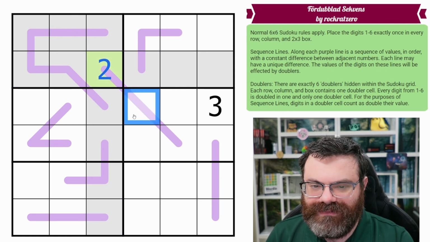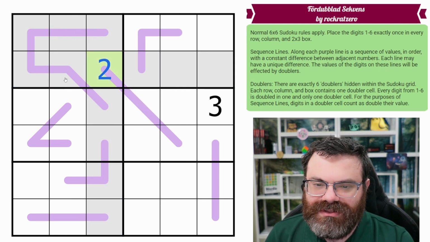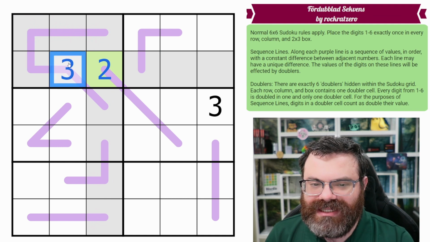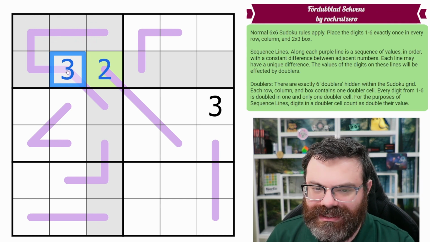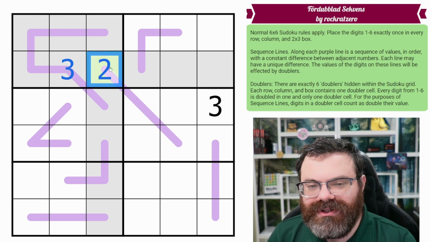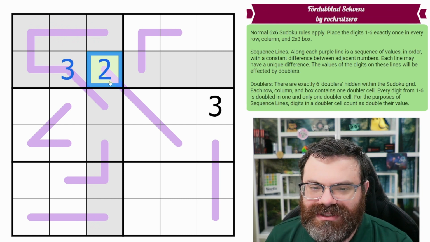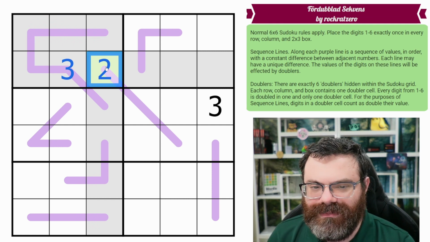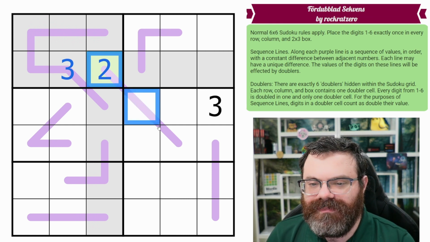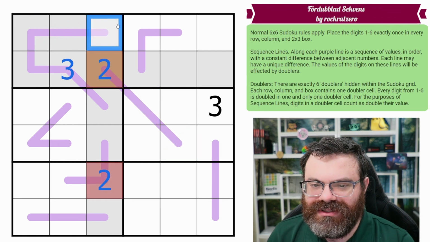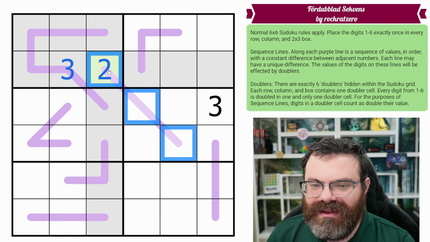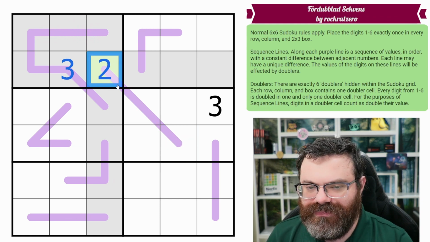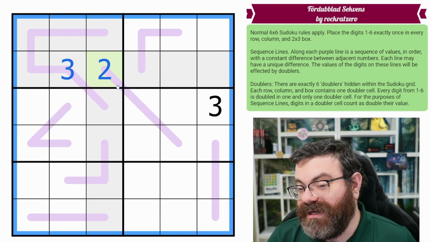Maybe it has a 2 in it. When we want to talk about the value of cells, this cell would have a value of 3 because it doesn't have a doubler on it. There's a 3 placed in it. That should be pretty obvious. Doublers double the value of the digit within it. So the value of this cell is 4 because we have to double the 2. So for the purpose of the sequence line, not Sudoku, we still can't repeat the 2 in the column. That's not allowed. But for the purpose of the sequence line, this counts as a 4, not a 2, because it's on a doubler. We have to find the doublers.